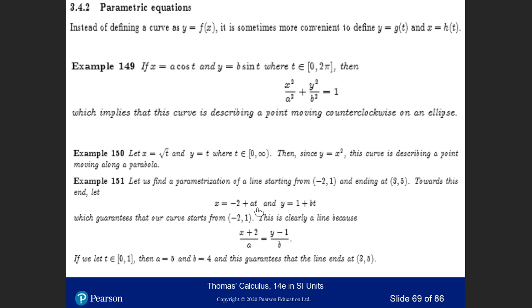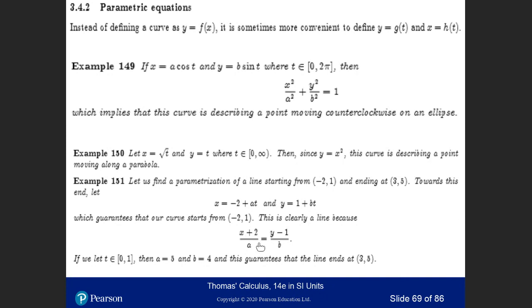Now, let's assume that t changes between 0 and 1, so t is at most 1. So what must -2 plus a be? That must be 3. So a is equal to 5. Now, how about b? I start from 1, I want to go to 5, so b must be equal to 4. So we can write the equation like this.